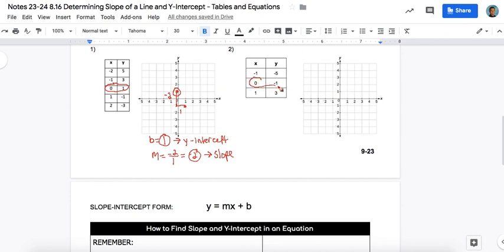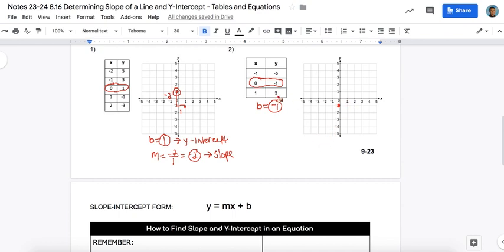Circle 0, negative 1. So the y-intercept here is negative 1. So we're going to write b equals negative 1, and we know that that represents the y-intercept. I already labeled it over here.